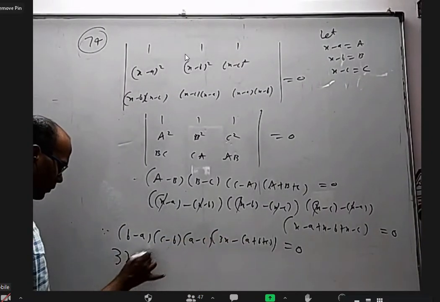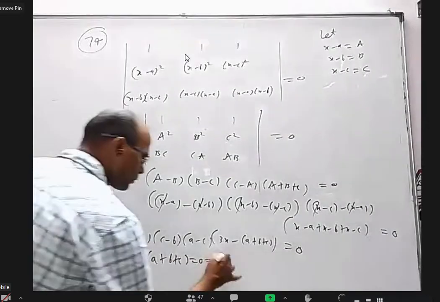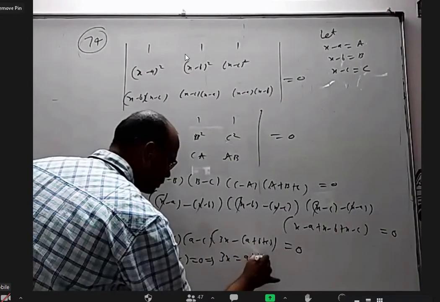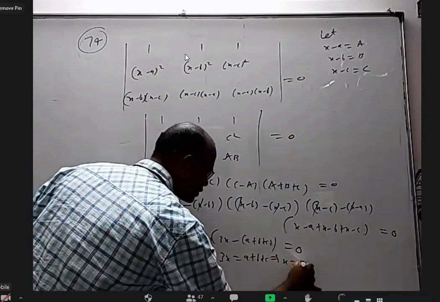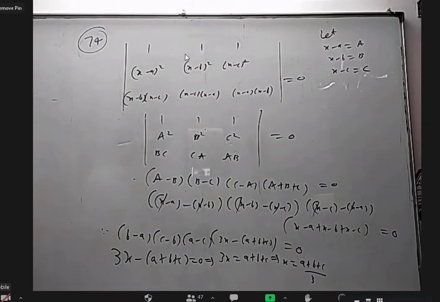So 3x minus (a plus b plus c) is 0, which implies 3x is equal to a plus b plus c, which means x is equal to (a plus b plus c) by 3. That is, x is equal to 1 by 3 into (a plus b plus c). Yes, that is the answer.